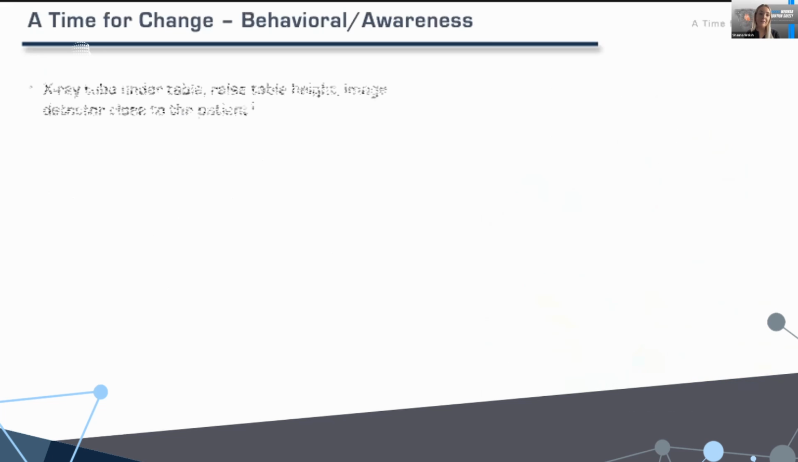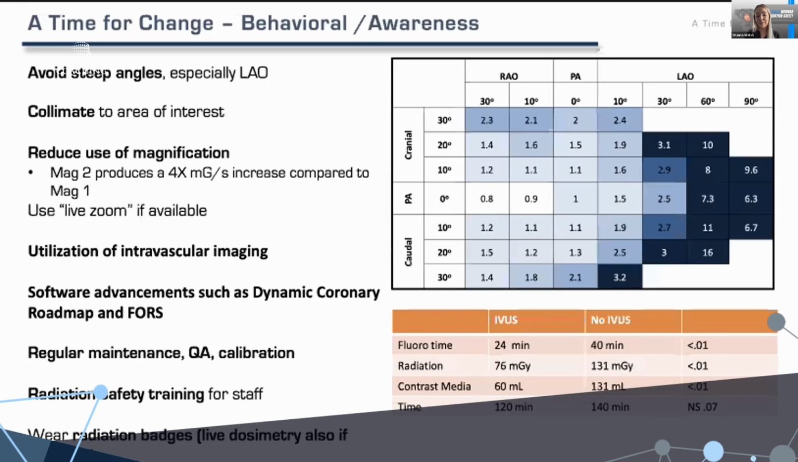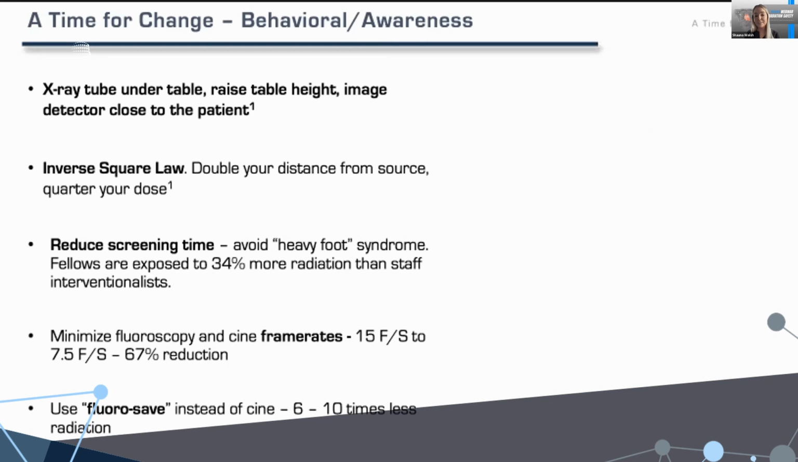So in terms of behavioral things that we can do in the cath lab to reduce dose, it really does start with the basics, as we all know. It's not just about wheeling in a Rampart and thinking that's everything covered. It isn't. So we can do things like, we have the X-ray tube under the table. We want to raise the table height, and the detector as close to the patient as possible. Inverse square law, so being very mindful about where we're standing. If we double our distance, we quarter our dose. So if we have new nurses in the cath lab, try and get them away from the head of the patient, really just increasing their distance.